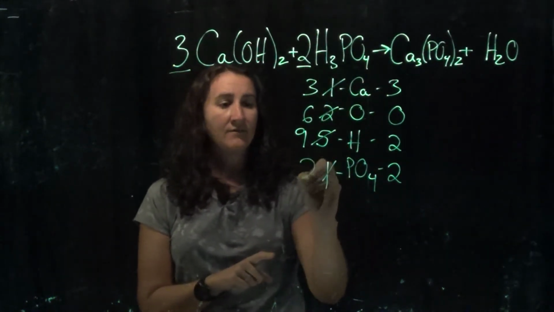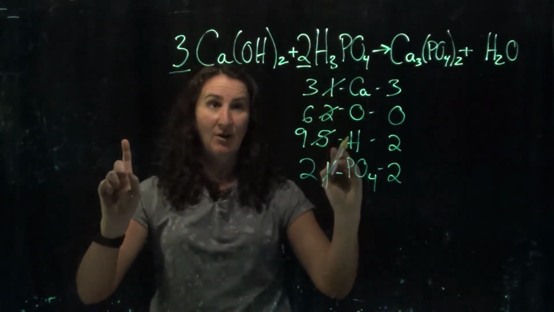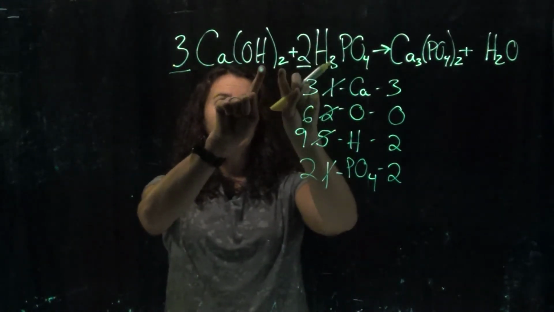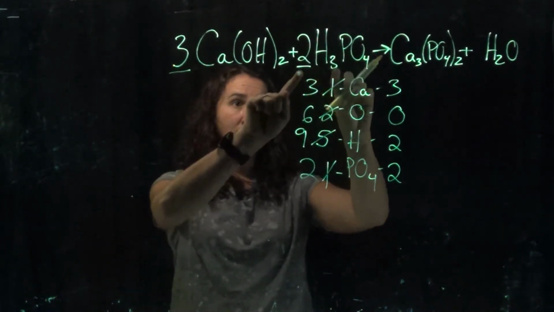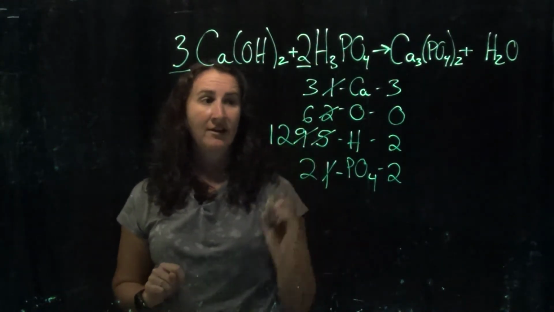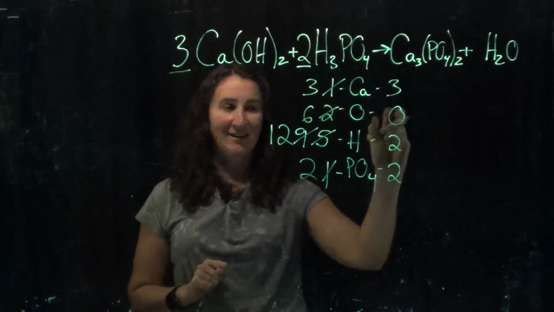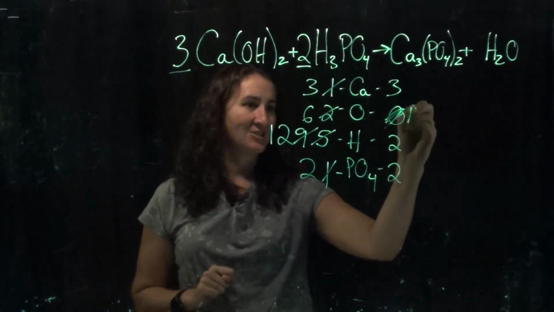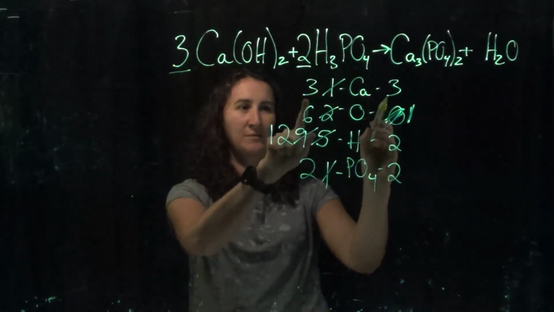Now, I have 2 phosphates, but that also changed my hydrogen, so I have to go back and recount all my hydrogens. 2 times 3 gives me 6 hydrogens. 2 times 3 gives me 6 hydrogens, so I need a total of 12 hydrogens on this side. I don't know why I put a 0 here. This should not have been 0. This should have been 1. All right? So now let's go and check and see what all remains to be balanced.